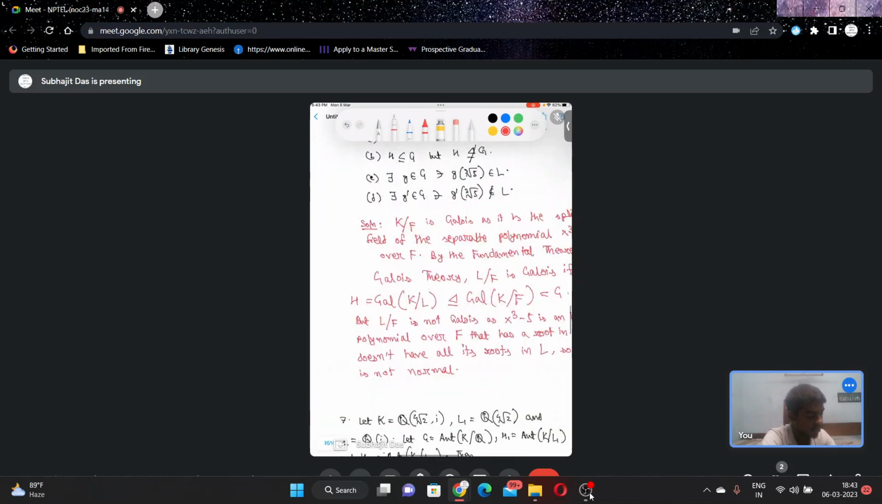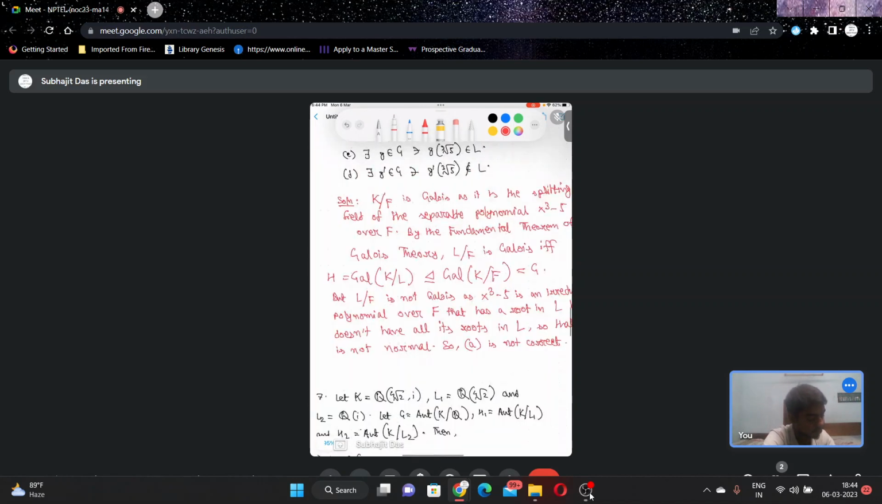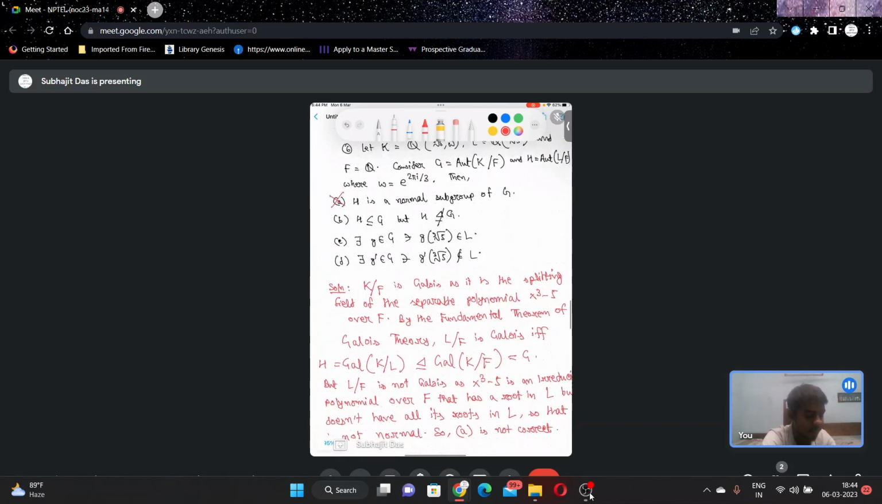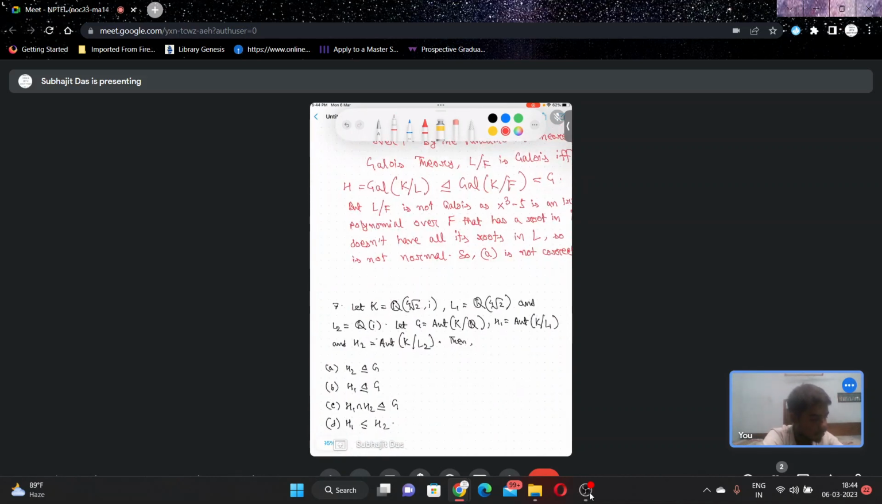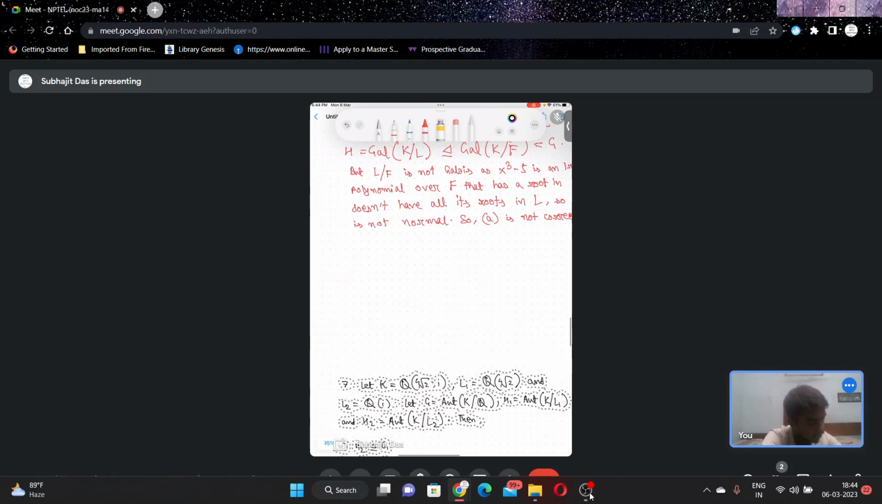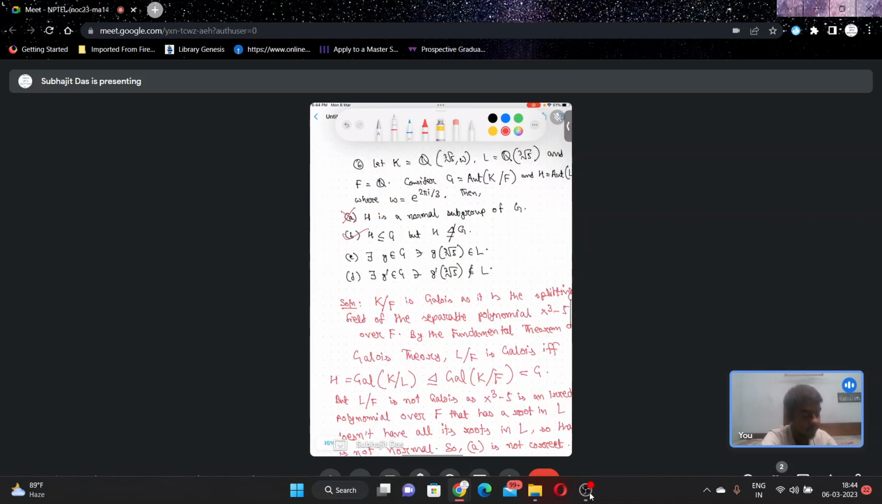Okay, yeah, so A is incorrect, not correct. So H cannot be a normal subgroup. Certainly B is correct. H is a subgroup of G, but as we saw, it's not a normal subgroup. So B is certainly correct. There's no doubt about this.